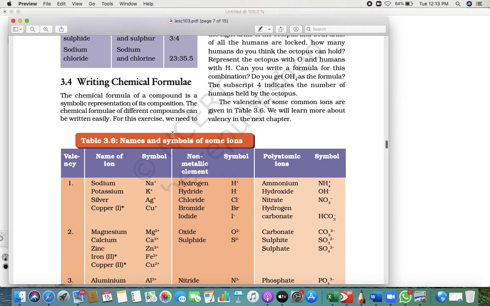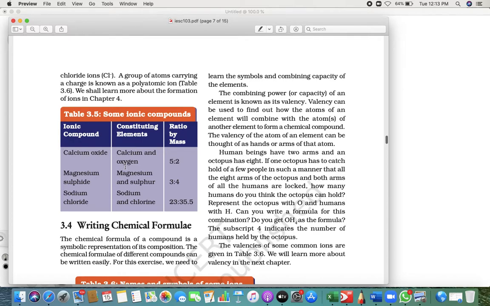How? See, the combining power or capacity of an element is called valency. Now you know every element has a fixed number of protons and electrons in it. We all know that the number of electrons they donate or accept, either they donate or accept. So let me show you one here.